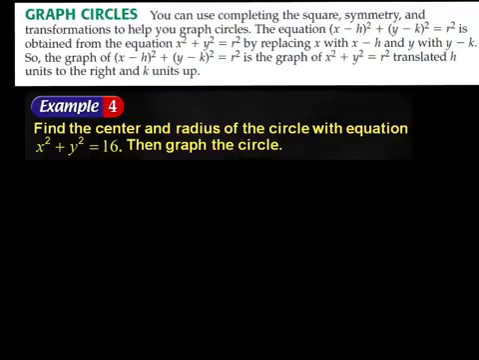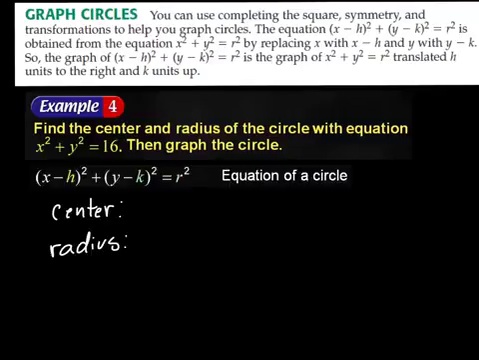Find the center and radius of the circle with an equation x^2 + y^2 = 16, then graph the circle. There are no constants next to either our x or our y, so our center is at the origin. And the square root of 16 is 4.